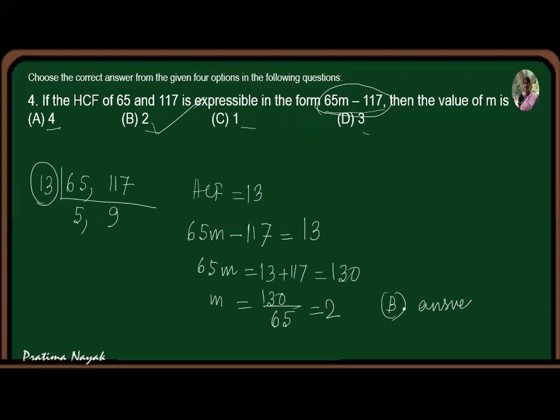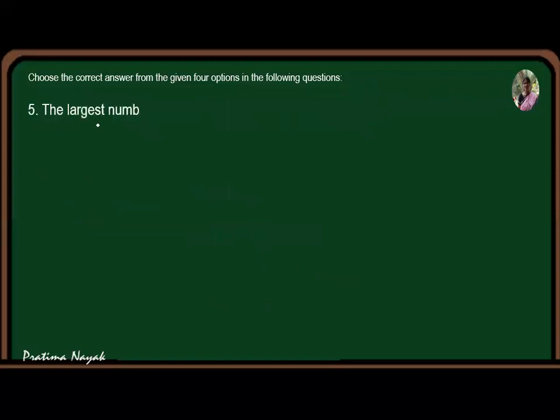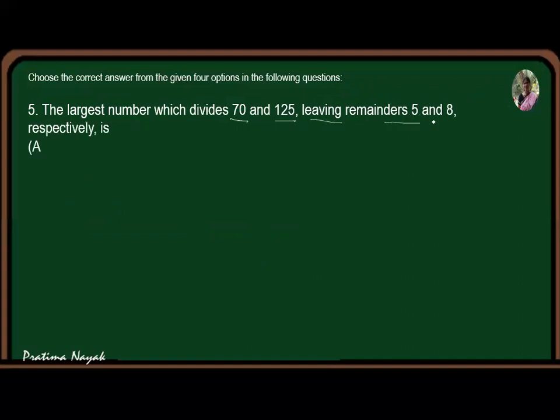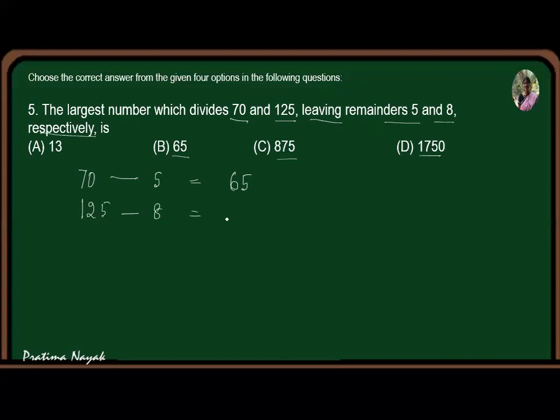While you write the answer, you will write the option also. Question 5: the largest number which divides 70 and 125, leaving remainders 5 and 8 respectively. The options are 13, 65, 875, 1750. When we divide 70, it leaves remainder 5, that means 65 is divisible by that number. Similarly, when I divide 125, it gives remainder 8, that means 117 is divisible by that number.